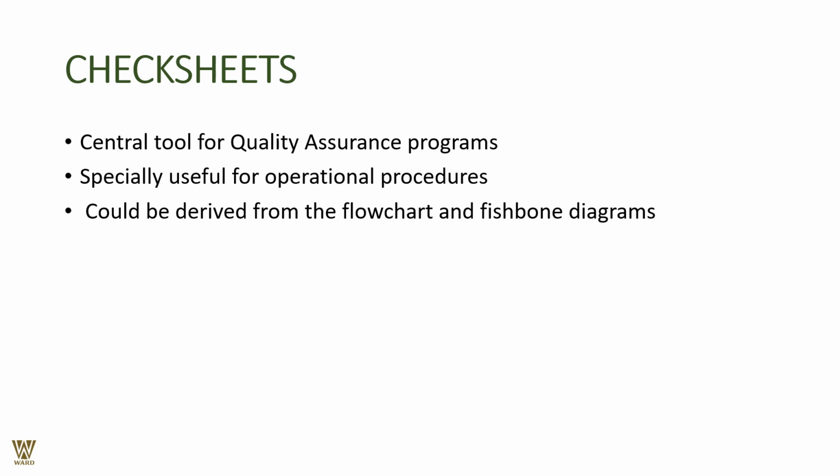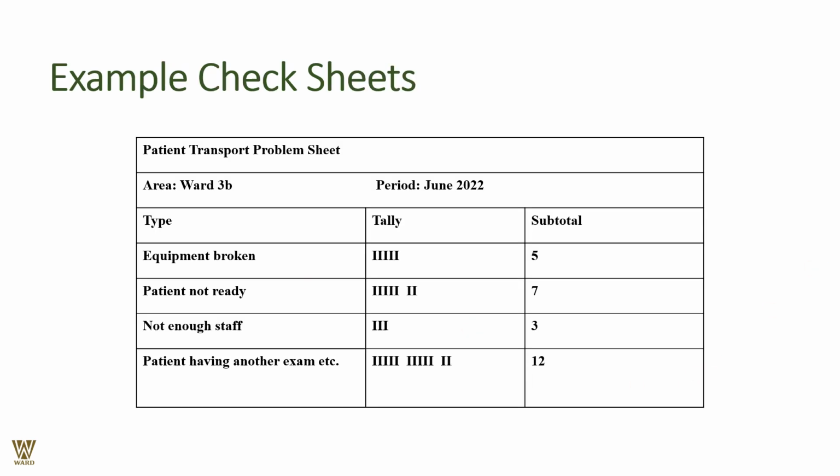Central tool for quality assurance programs, specifically useful for operational procedures, could be derived from the flowchart per se and the first diagram that has been given out there. So what are we doing about checklist? We are ensuring that each of the check boxes, each of the parameters, each of the steps have been fulfilled, and that is the best method for a quality assurance program specifically used for operational procedures. Could be derived from flowchart and the fishbone diagram.